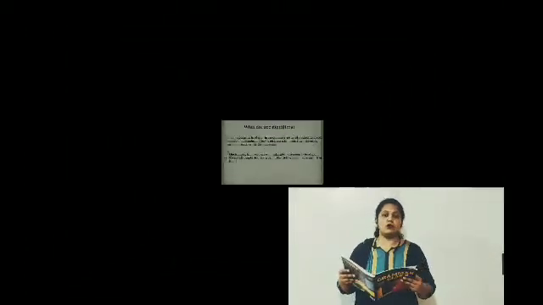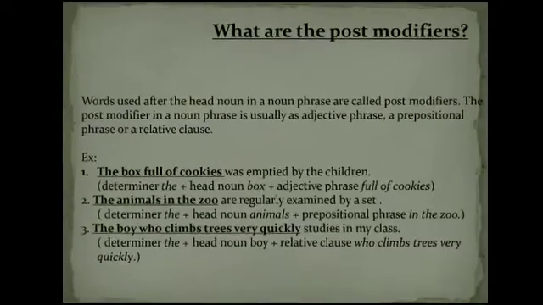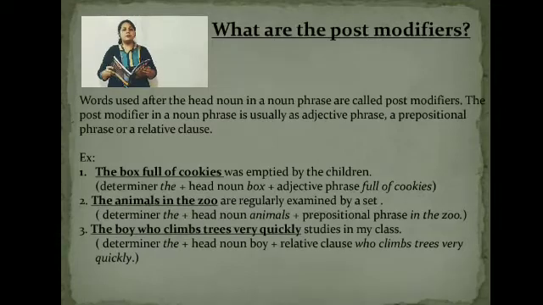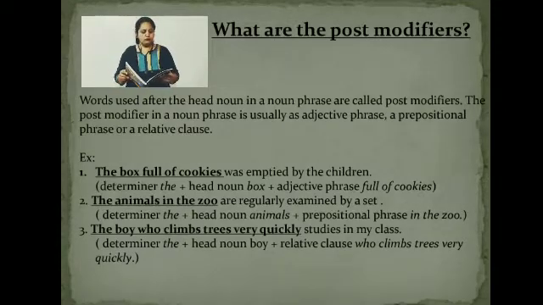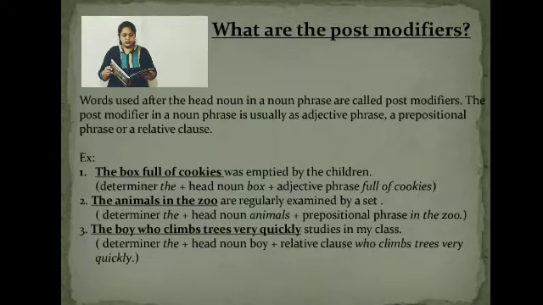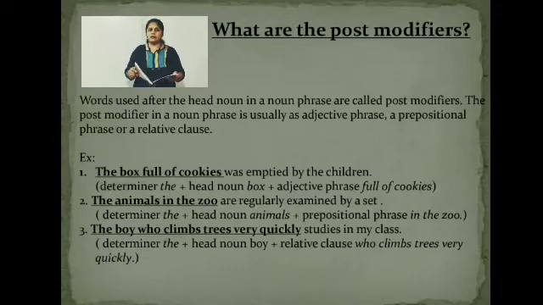Now let us move on to the post modifiers. What is a post modifier? The post modifier in a noun phrase is usually an adjective phrase, a prepositional phrase, or a relative clause. Now you are aware of adjective phrases and prepositional phrases. Let me just give a short description of the relative clause.